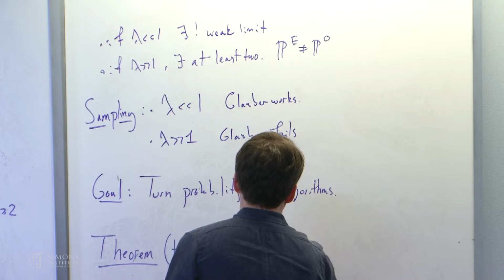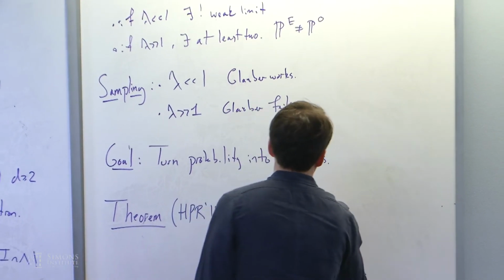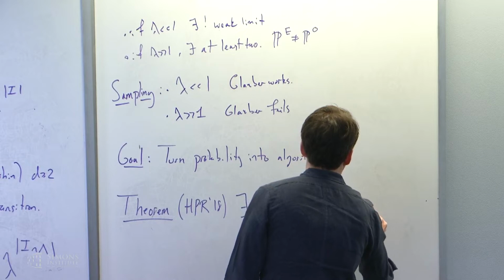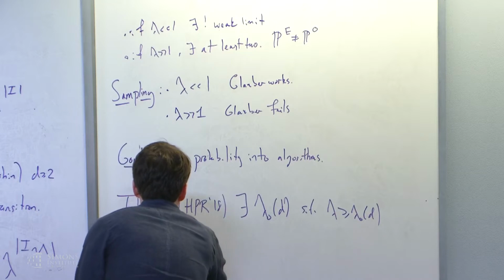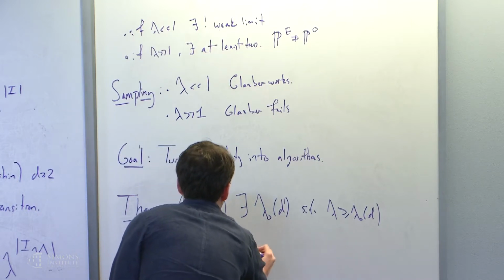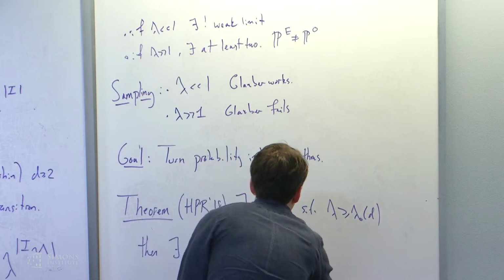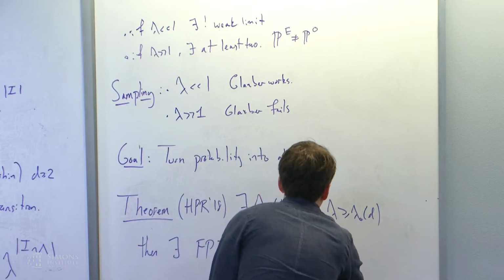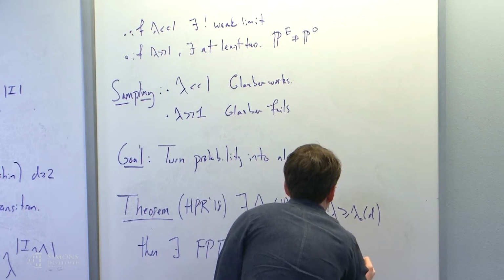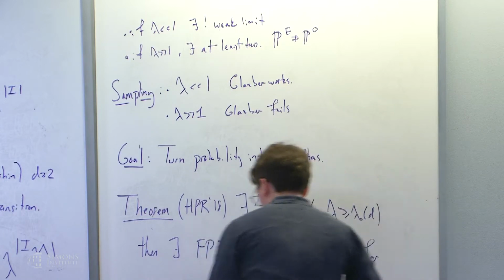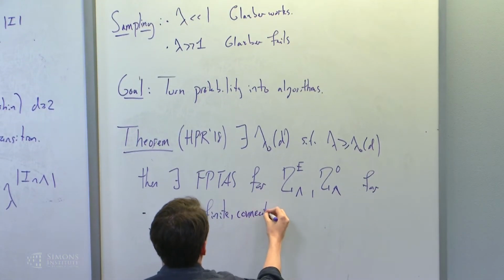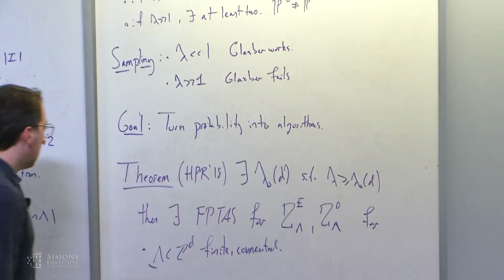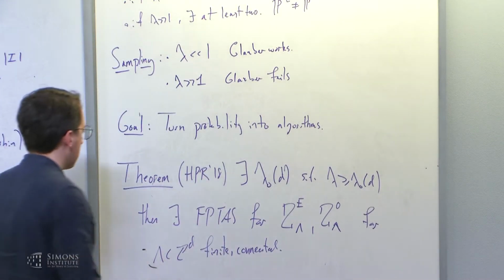So there exists some density that depends on the dimension, so that if you're above that density, then there exists an FPTAS for the partition function Z_lambda and Z_O_lambda for lambda, contained in Z^d, finite and connected. We did a little more than that. You can also sample.